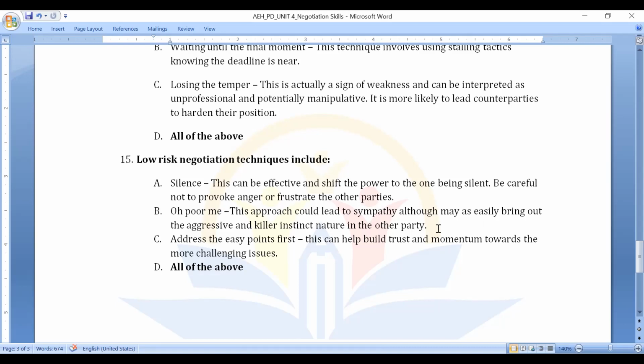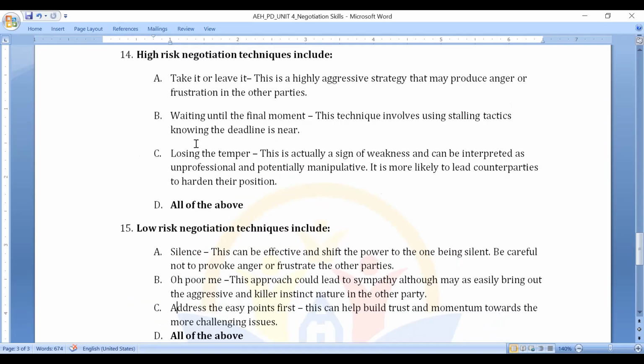Address the easy point first. This is low risk. You should discuss the points which are easy or less complicated first. This can help build trust and momentum towards the more challenging issues. So these three are the low risk negotiation techniques, and those three are the high risk negotiation techniques. This can be included to form 1 or 2 MCQs in the examination.